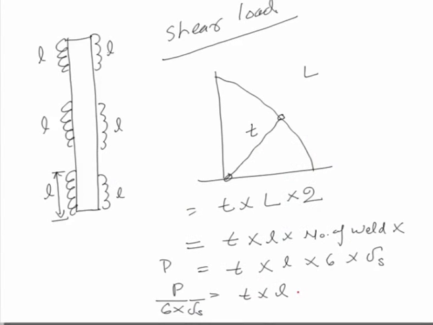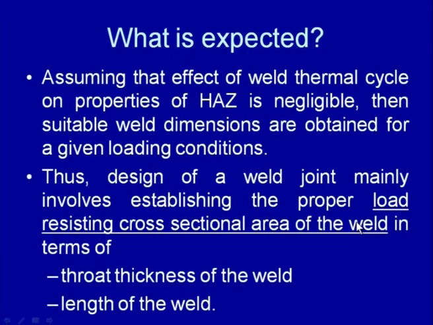So, this is how basically we try to establish the load resisting cross sectional area which is required to take up a particular external load. Now, using the type of the load, we will try to establish what kind of allowable stress is to be used for designing the weld joint. So, this is how we try to identify the load resisting cross sectional area of the weld joint in terms of the throat thickness and the length of weld which is to be deposited.